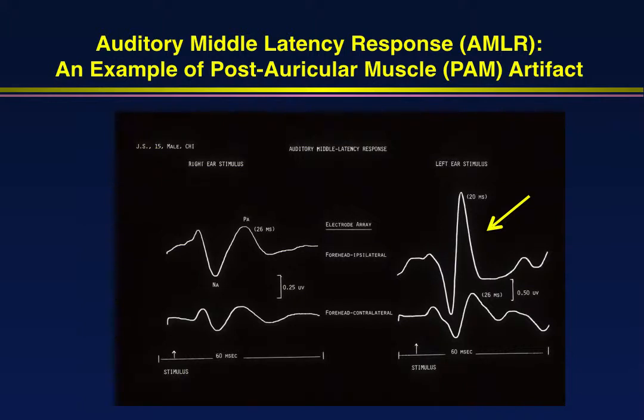The yellow arrow identifies a classic example of post-auricular muscle artifact, and this is in a head-injured patient that I evaluated many years ago. This response is much higher in amplitude, sharper in peaks, and much earlier in latency than the traditional middle latency. So that's how you distinguish it. Early latency, very, very high amplitude, abnormally high, and sharp peaks. It's more like a spike than it is a wave.